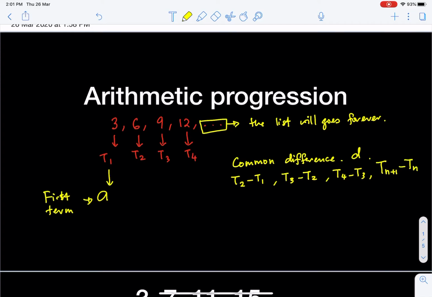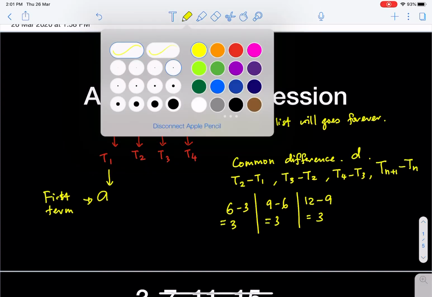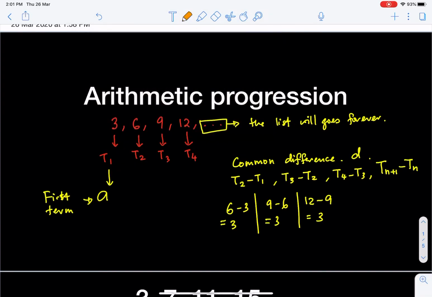Okay? If you look at the example, our common difference here refers to 6 minus 3 equal to 3. Or we can use 9 minus 6 equal to 3. Or 12 minus 9 equal to 3. So this is what we call the common difference. The difference between each of the numbers here is 3. That is why we call it common. Okay, clear? Okay, very good.